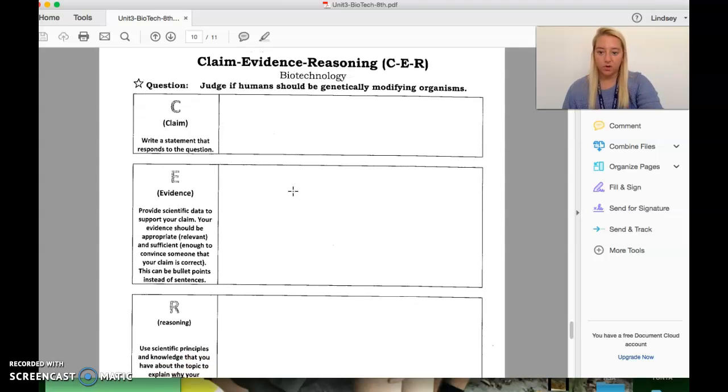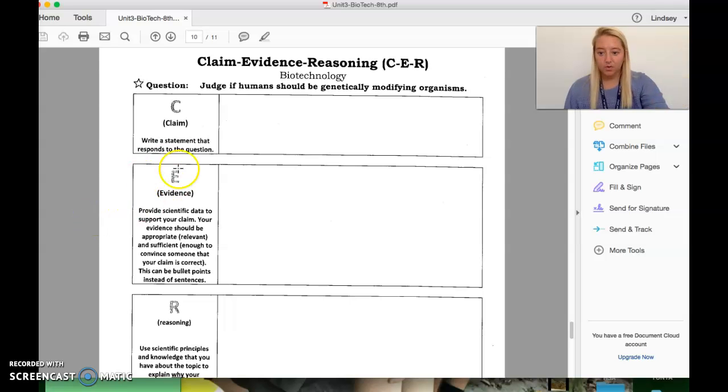Here's my question for you. Judge if humans should be genetically modifying organisms. Should is a moral question. Should we be genetically modifying organisms? So you're going to write a claim, which is going to say, yes, I think we should genetically modify organisms, or no, I think we should not genetically modify organisms. So that's step one, that's the C.